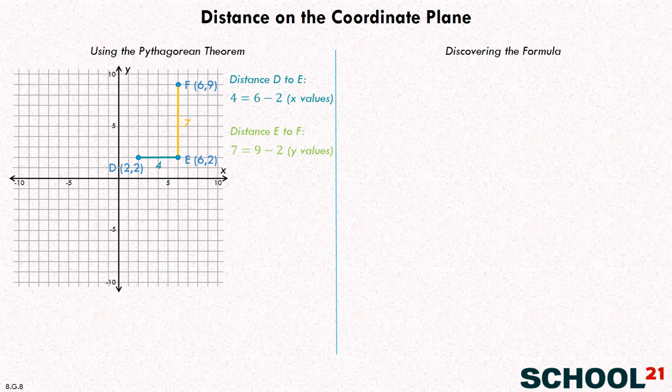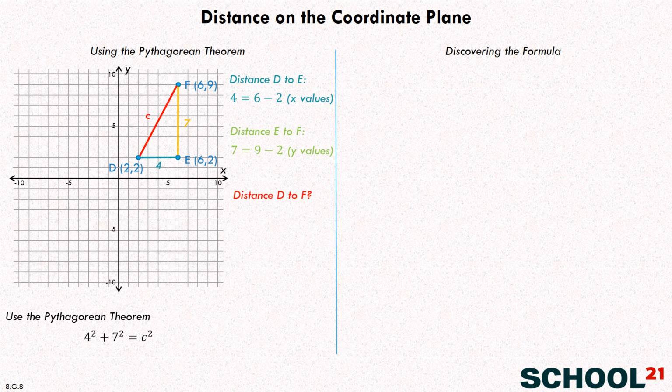Now, what we're really after here, though, you might have guessed, is what is the distance D to F? You can't just count up the squares because it's on a diagonal, and you can't just subtract x values or y values, so that's a little bit more difficult. But what you're probably seeing there is that that makes a right triangle. And we know that with a right triangle, we can use the Pythagorean theorem. So let's go ahead and set this up.